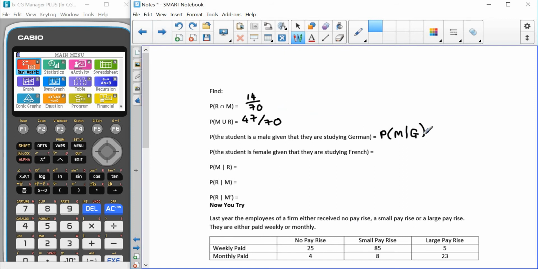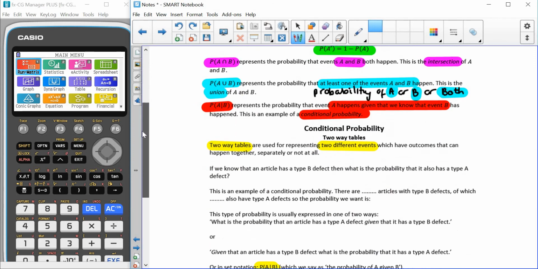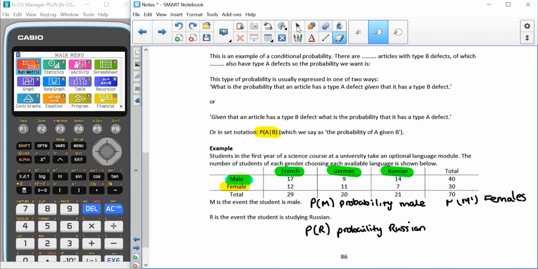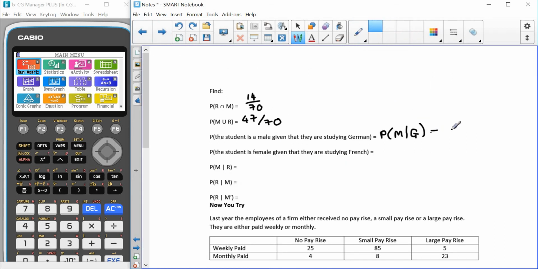So remember, we were looking at male given German. So at the beginning of this, I'm just going to rub out a bit of my highlighted sections just to make it a bit clearer what we're looking at now. So we're looking at German. So this is the only section that we are now pretending exists. So we're just looking out of these 20 people here, how many of them are male? So that is 9 people out of the 20 that study German. And that's going to be our probability. We're no longer looking at the entire population. We're just looking at those that study German. So that's 9 out of 20.